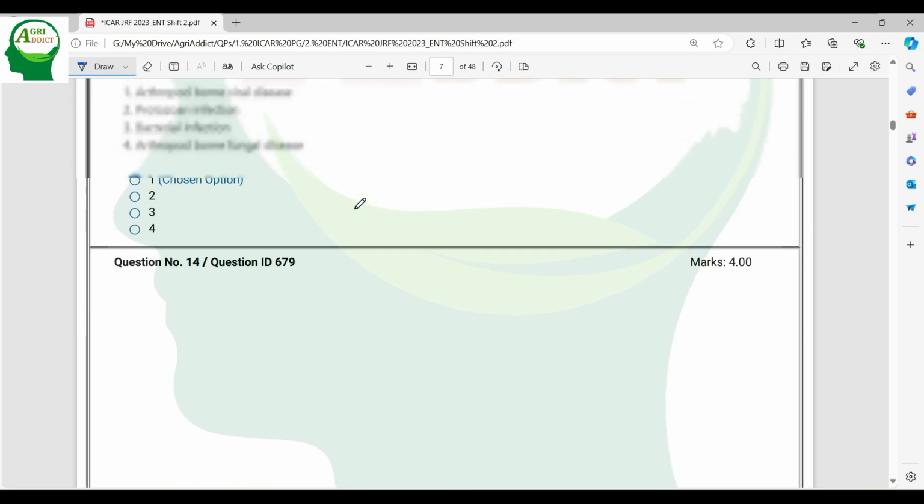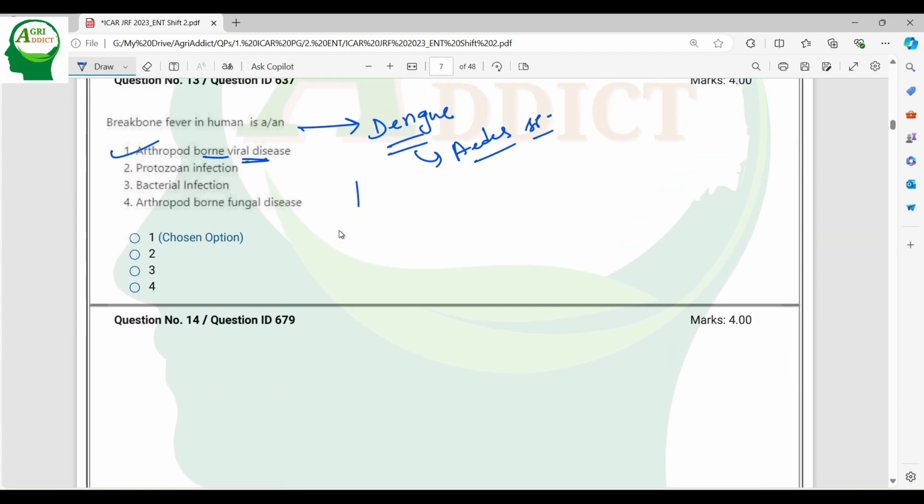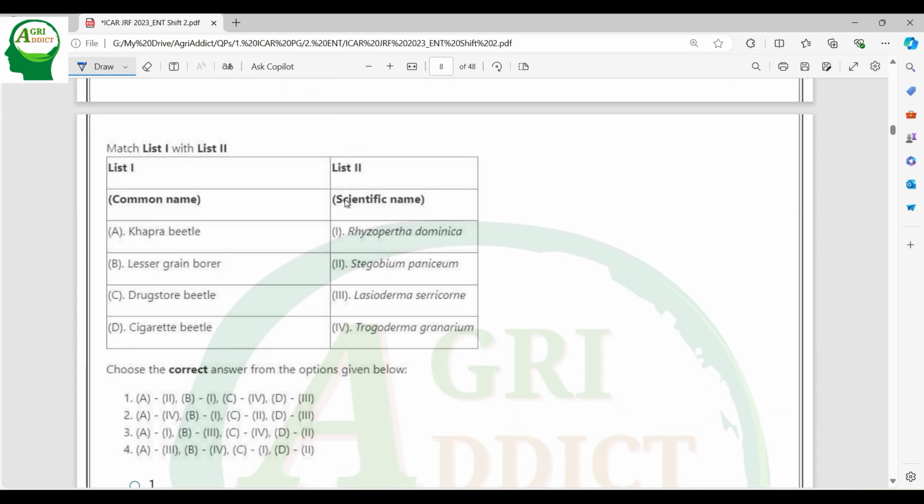Now next question. So next question, match the following type question. Here first is khapra beetle. The scientific name of khapra beetle, you know, Trogoderma granarium. Then lesser grain borer, Rhyzopertha dominica. Then drugstore beetle, a very important storage grain pest, Stegobium paniceum. And cigarette beetle, Lasioderma serricorne. So very easy match the following type question if you are comparing with the scientific names.